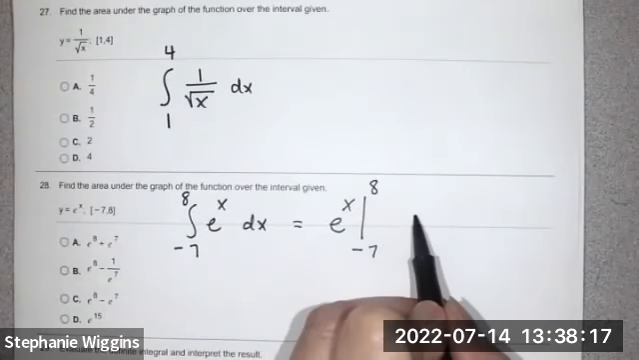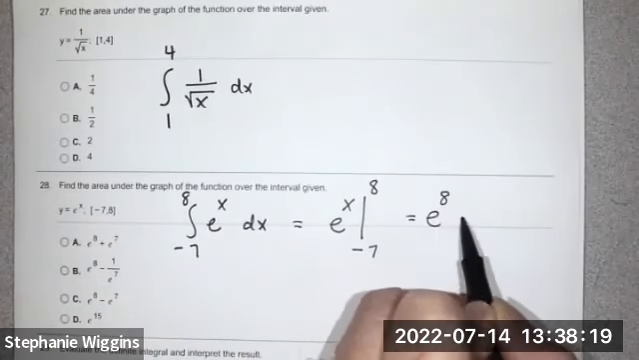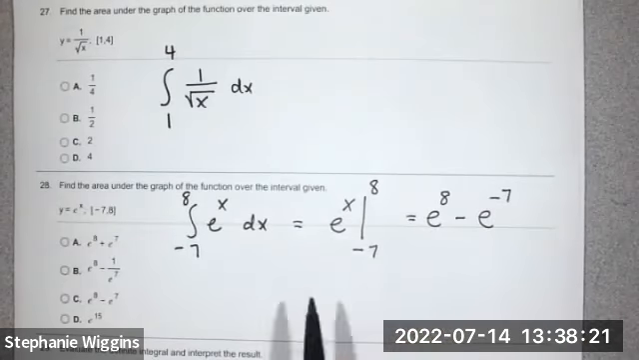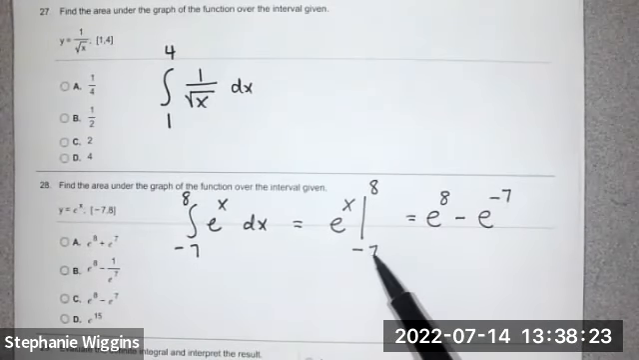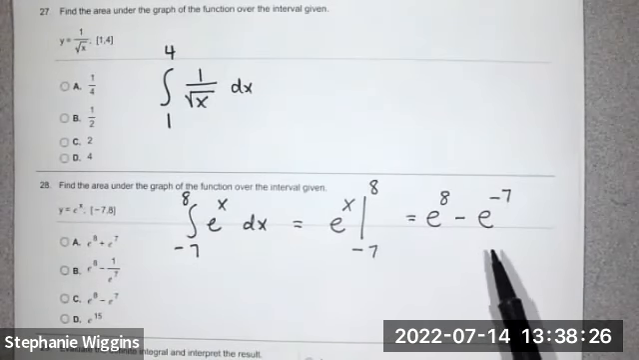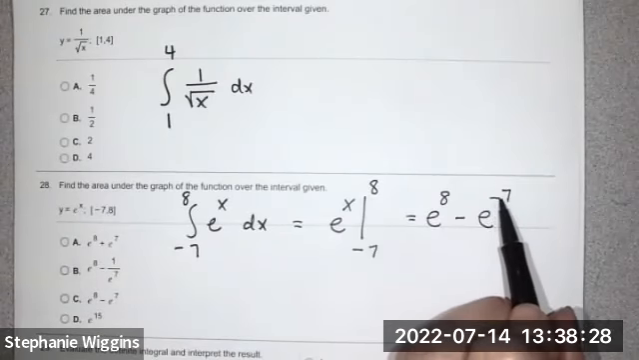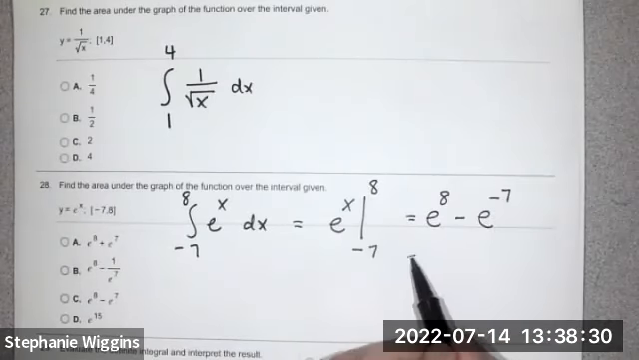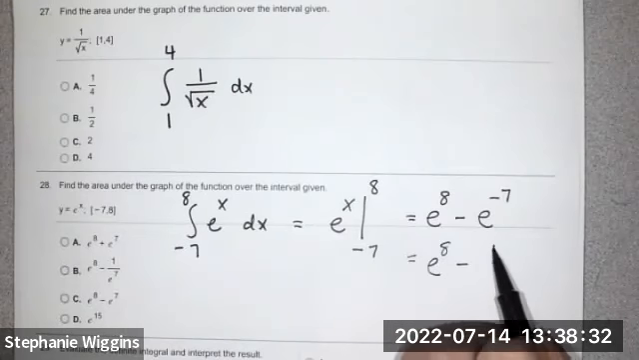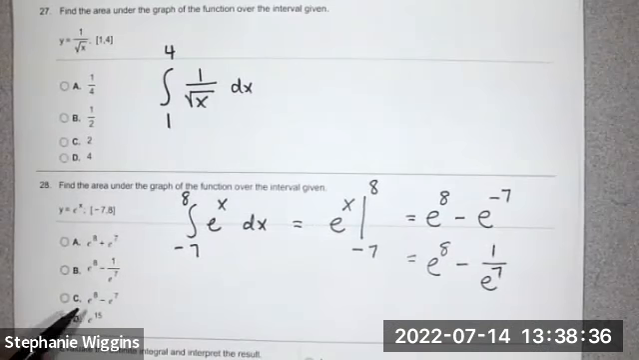Plugging in the top, it's e to the 8 minus e to the -7, because you subtract what you get when you plug in the bottom number. The negative exponent means it's going to be in the denominator. So this is going to be e to the 8 minus 1 over e to the 7. And so B is the correct choice for this one.